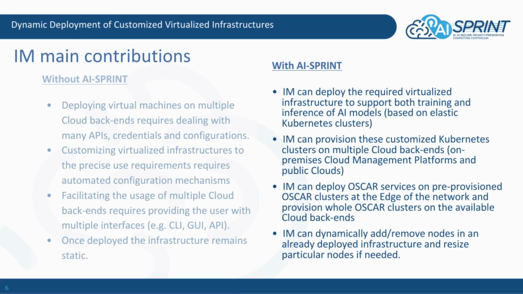But using the IM tool, the user can deploy the required virtual infrastructure to support both training and inference of AI models based on an elastic Kubernetes cluster, because the IM can provision these customized clusters on multiple cloud backends, on-premise or public clouds. The IM can also deploy Oscar services on a pre-provisioned Oscar cluster at the edge, and provision whole Oscar clusters on available cloud backends. Furthermore, the IM can dynamically add and remove nodes in an already deployed infrastructure and resize particular nodes if needed.